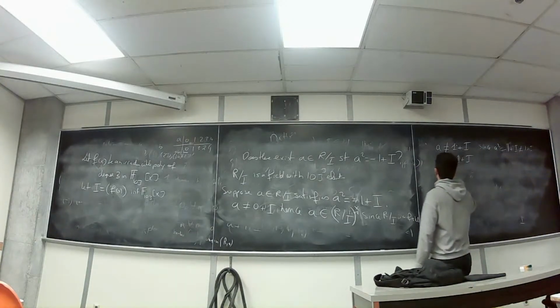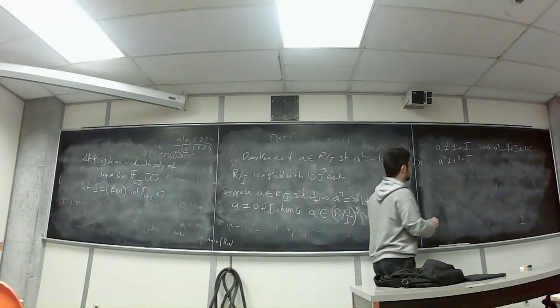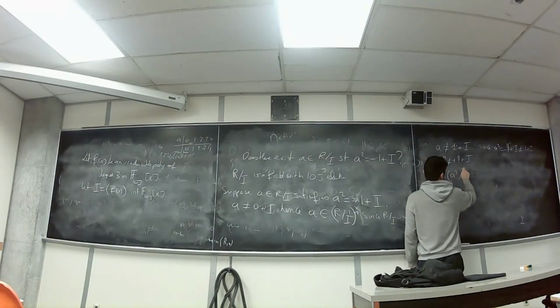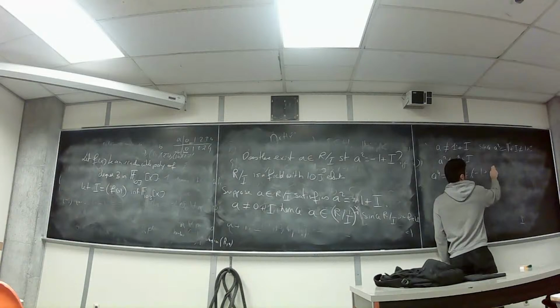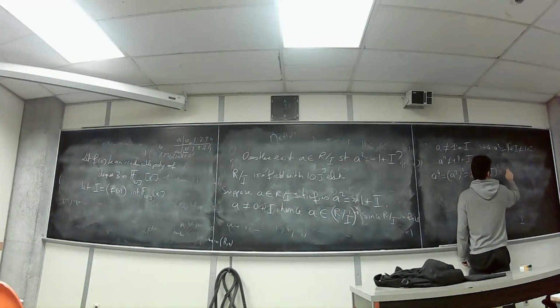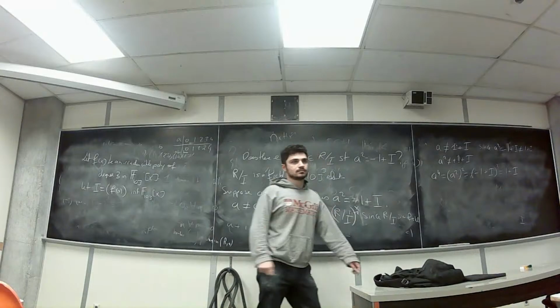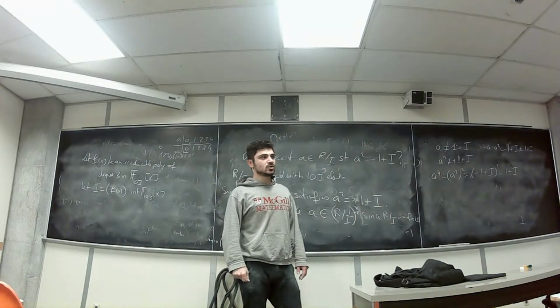Now, what is a to the 4 in that case? a to the 4 is equal to a squared squared, which is equal to (-1 plus I) squared, which is equal to 1 plus I. So far, so good.